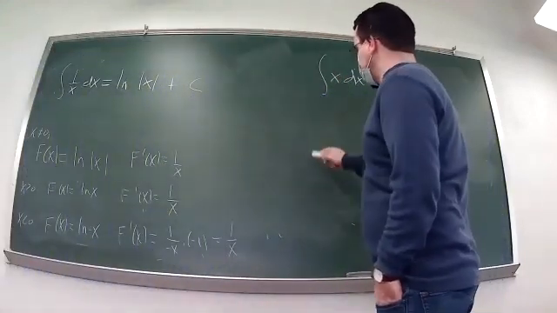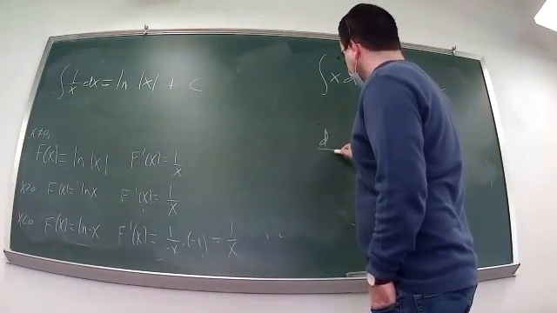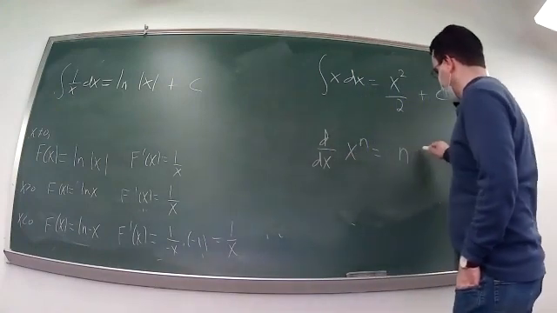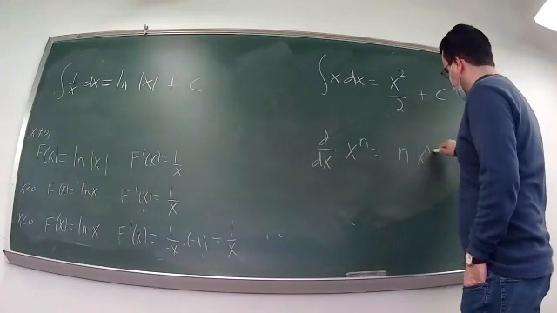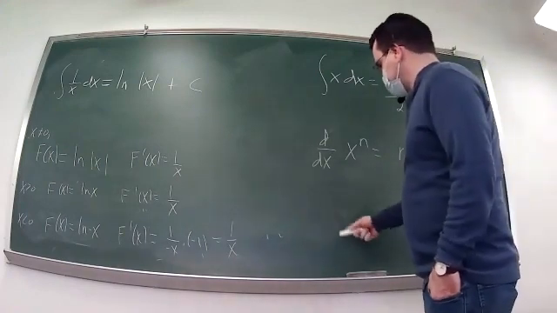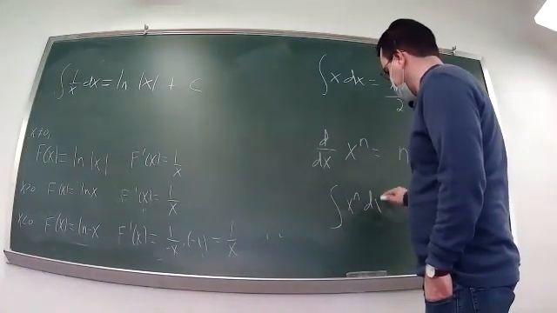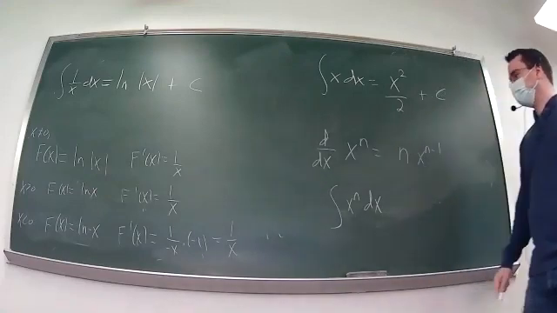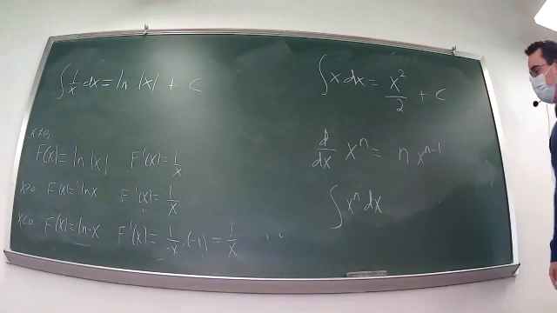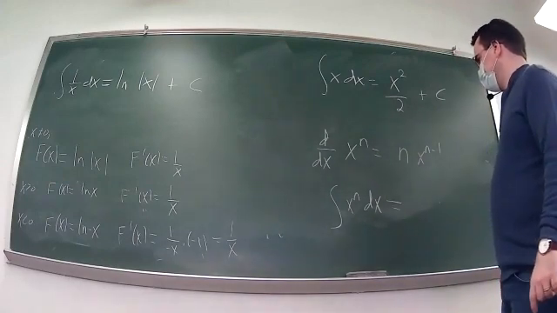Or remember how we saw that the derivative of x to the n was equal to n times x to the n minus 1? So how would you do this in reverse? If I want to take the indefinite integral of x to the n dx, I need to find a function whose derivative is equal to x to the n.